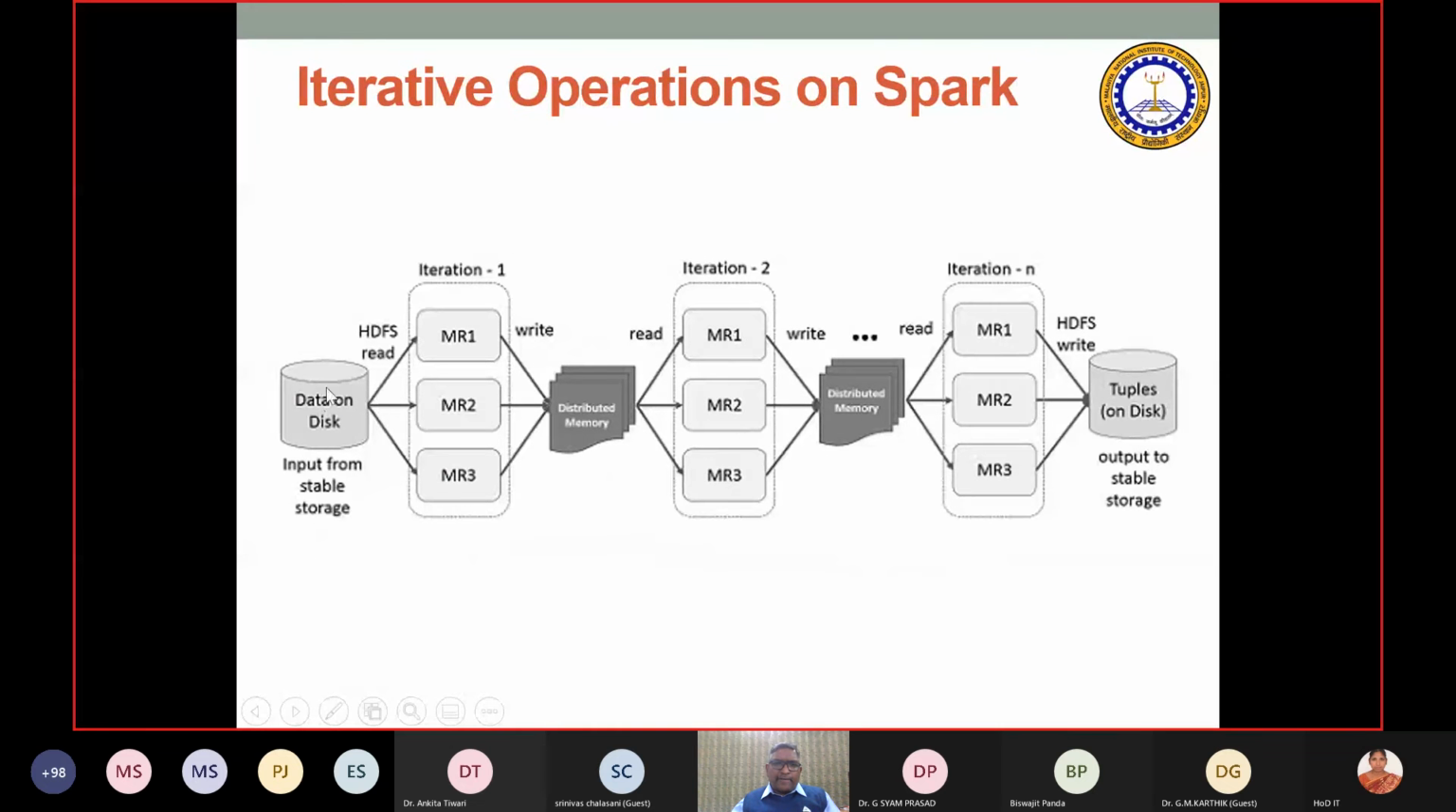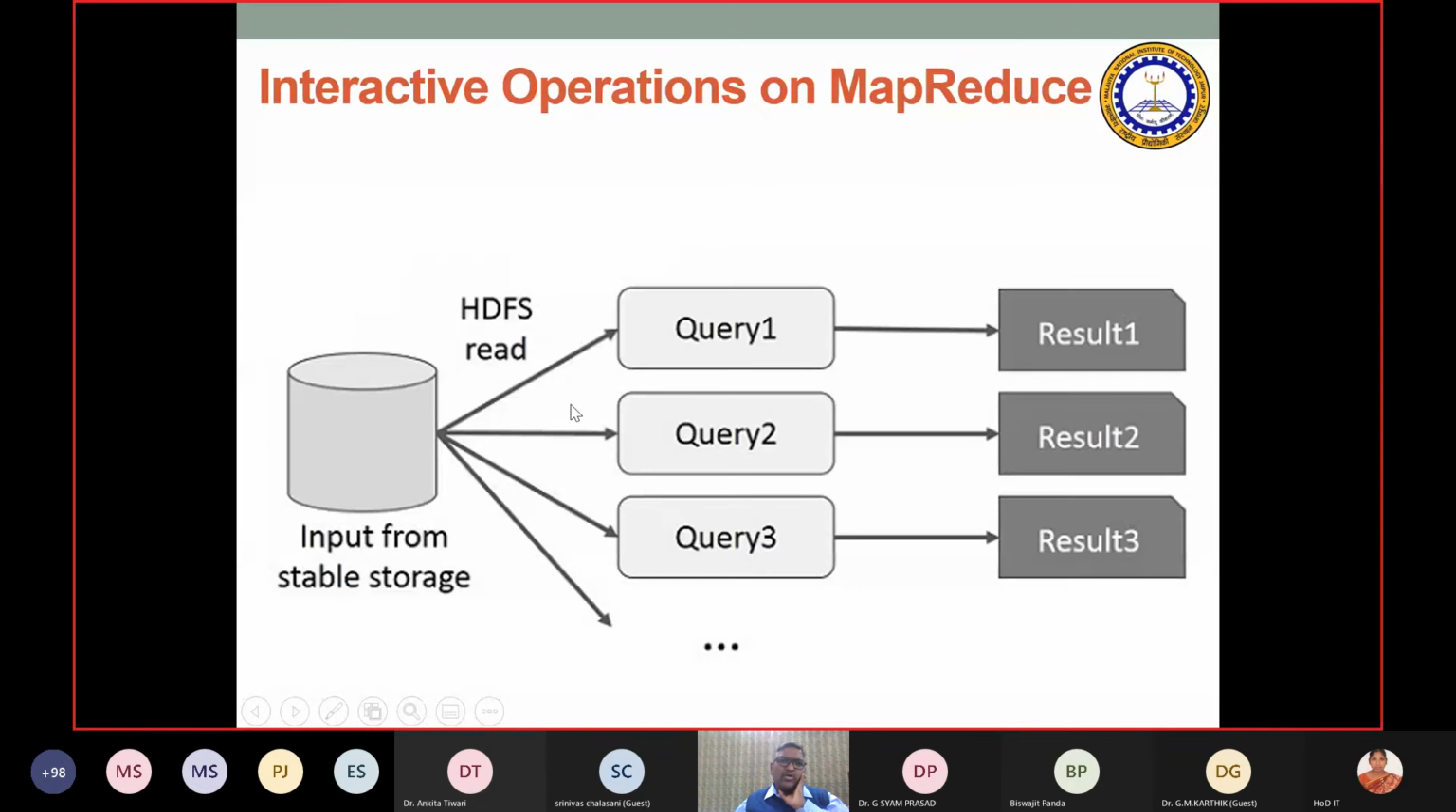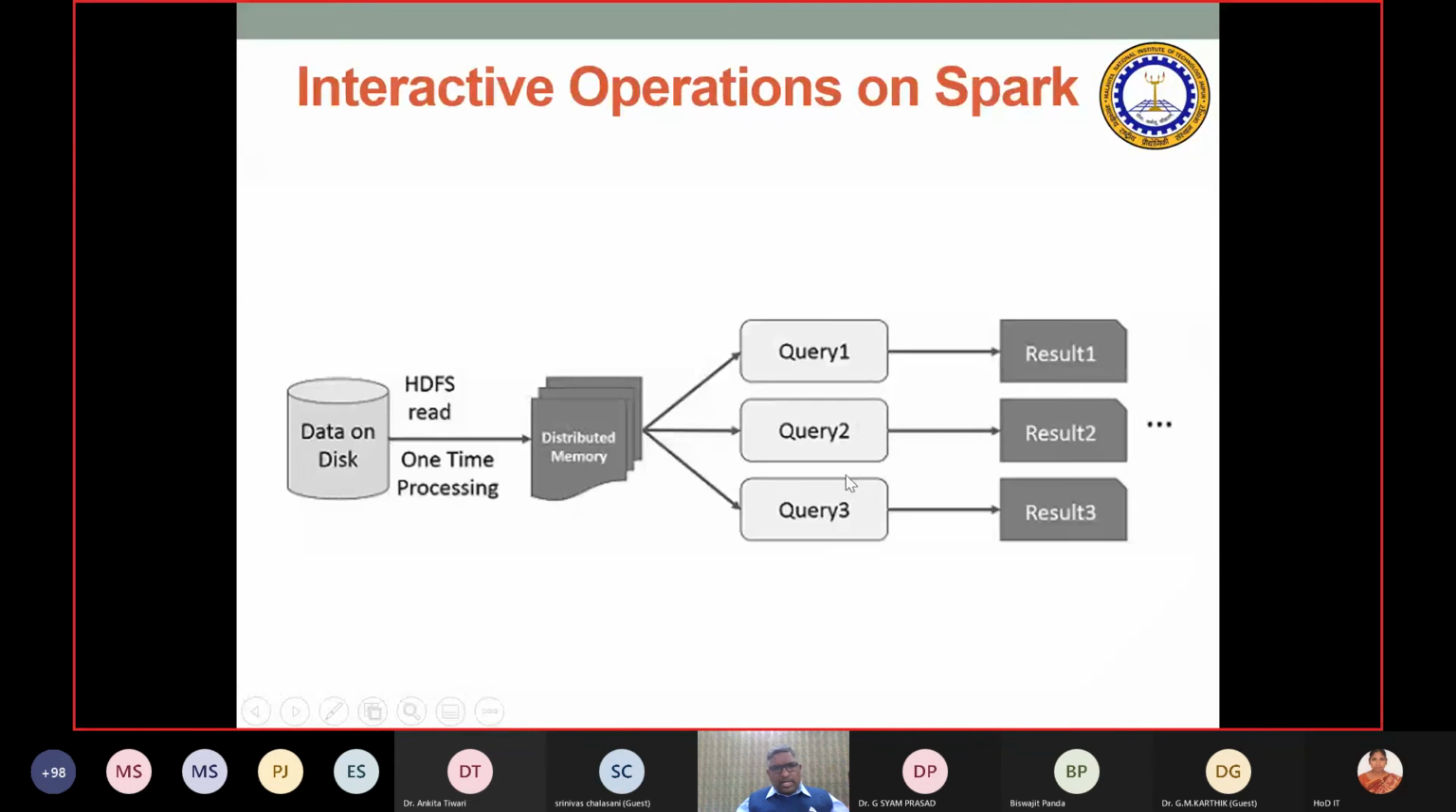But when you look at Spark, it sits on the distributed memory, right? So the data is not going back to the disk. It is only in the RAM. So that is the advantage. These are the iterative operations going on in MapReduce: you have a query and you get result 1, result 2, result 3. But here you see it's all happening in the distributed memory, and all the results are coming at the same time in parallel, right?